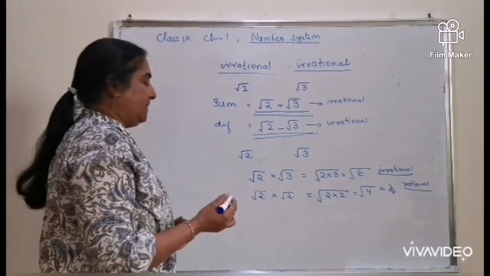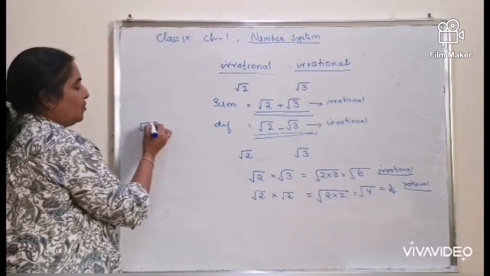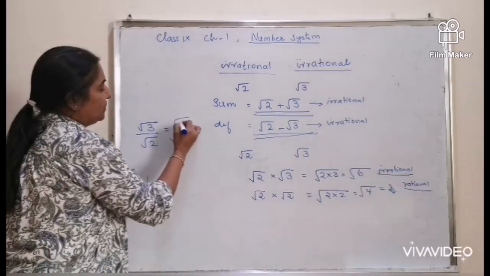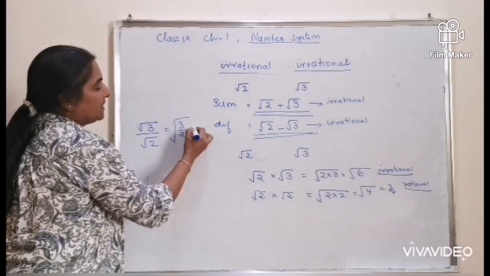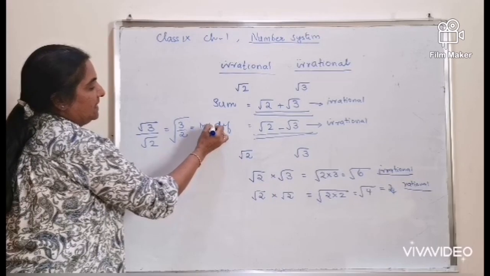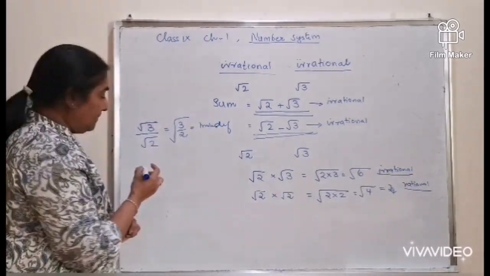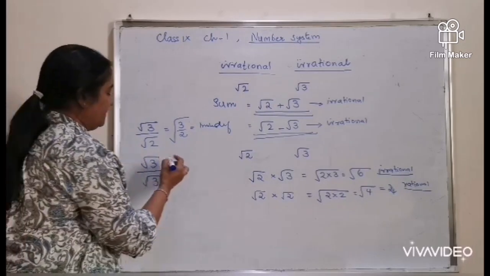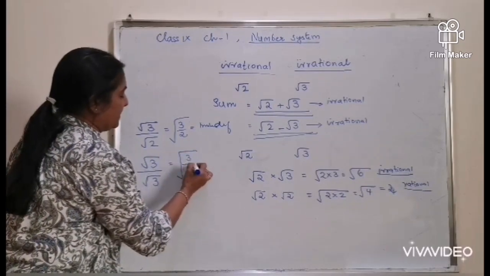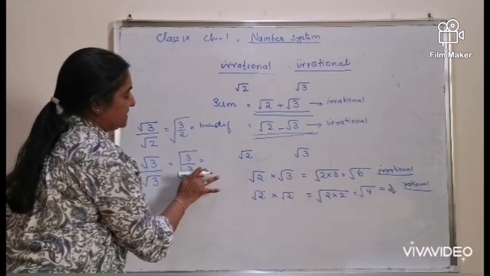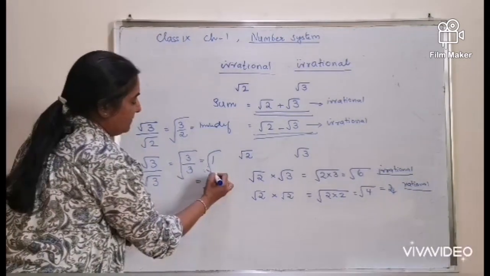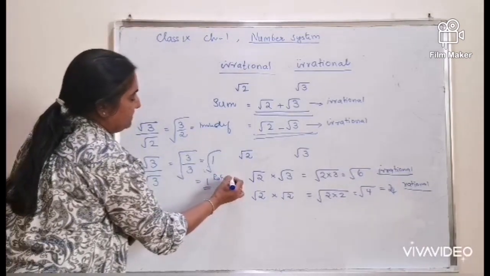In a similar way, the quotient of root 3 by root 2 is square root of 3 by 2, which is again irrational. What about square root 3 by square root 3? It is the same as square root of 3 by 3, which is square root of 1, which is equal to 1, a rational number.